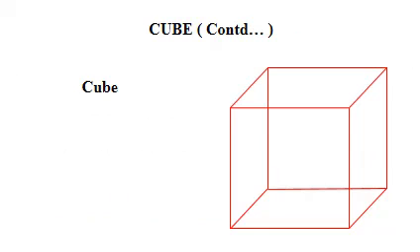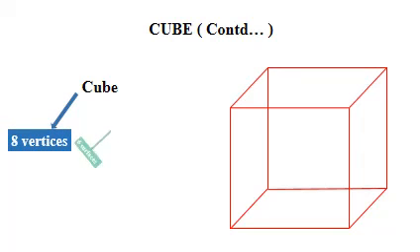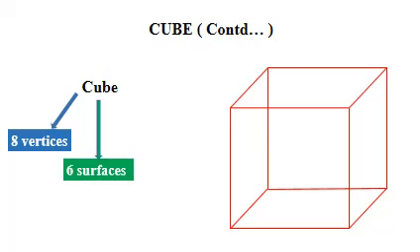So here we have a cube. A cube has 8 vertices, 6 surfaces, and 12 edges. A cube has 8 vertices. What does that mean? Vertices is actually the plural of vertex. And vertex is the corner. So we have 8 corners or 8 vertices in a cube. Let's count them together.